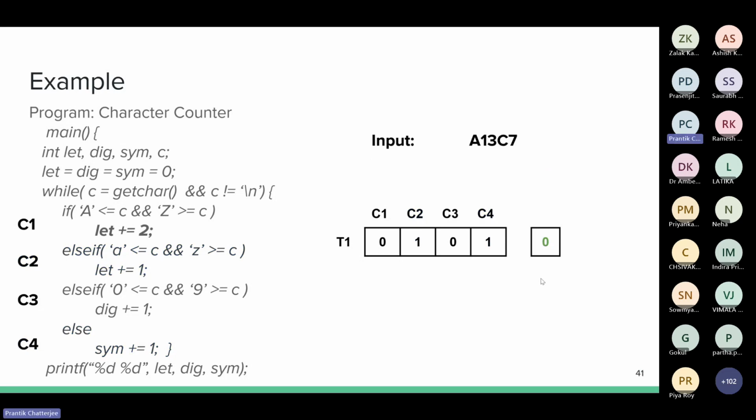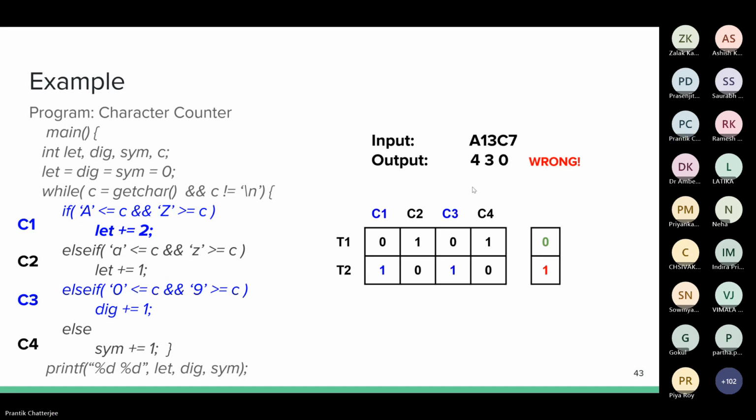So let's look at a second input, which is A13C7. Now let's see that there are 2 capital letters here. Since you hit the buggy component, which is C1, each time you encountered a capital letter, your letter counter incremented by 2. So now your program says that there are 4 letters, 3 digits and 0 symbols, which is wrong, right? Because you only have 2 letters. So you get another coverage pattern, which is component C1 was executed, C3 was executed, C2 and C4 were not executed, and the corresponding cell in the error vector is 1.